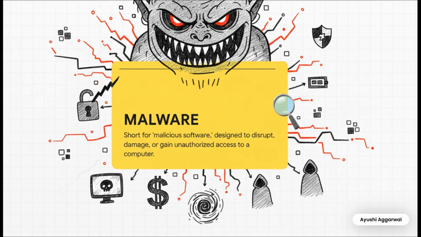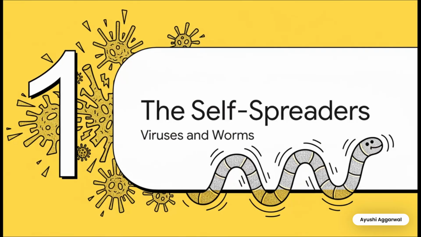It's short for malicious software, and that name really tells you everything you need to know. This is the big umbrella term for any software that was created just to cause trouble. Think of malware as the main villain in our story today. So, where do we even begin? Let's start with the most famous troublemakers out there, the ones that are absolute pros at spreading themselves. We're talking about viruses and worms. Now, they both want to replicate and spread, but they do it in really different ways.